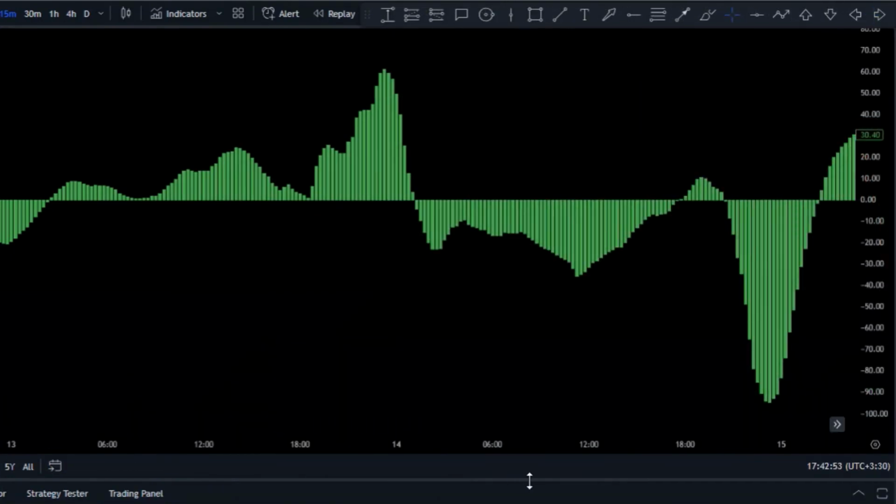Now if a buy signal coincides with a positive histogram, the long signal gets the thumbs up. Conversely, if a sell signal aligns with a negative histogram, the short signal gets the green light.